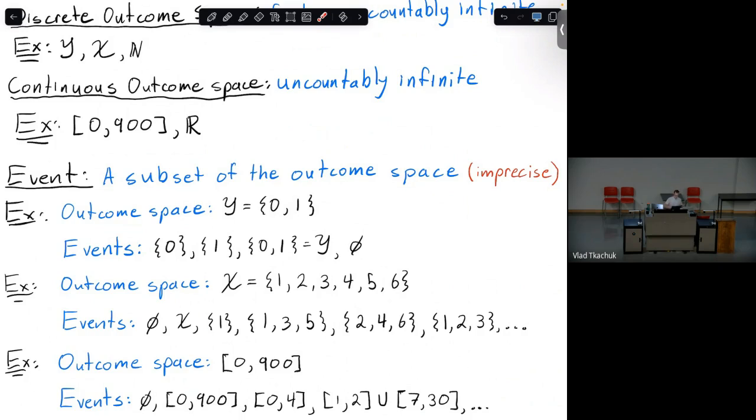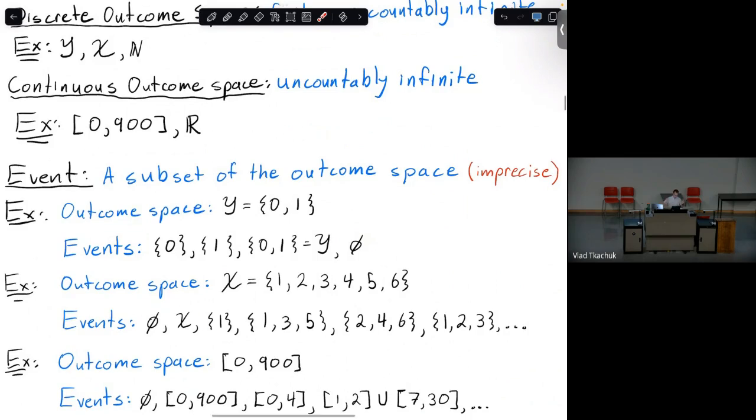Well, here are some examples. If we have the outcome space of flipping a coin, an example of an event is getting a tail, which is represented by the number 0, or getting heads, which is represented by the number 1. And here is where it gets more interesting: your events can have more than one thing in the set. So this is the event of getting heads or tails. And this is the event of getting nothing. That's always going to be an event. Probably not even going to need to know that in the course, but that's the empty set. It's the event of getting nothing.